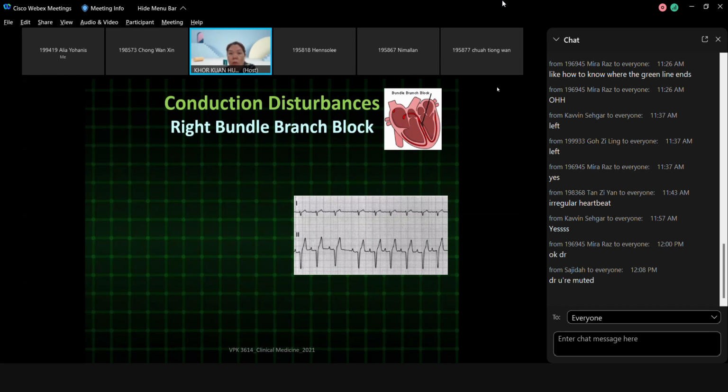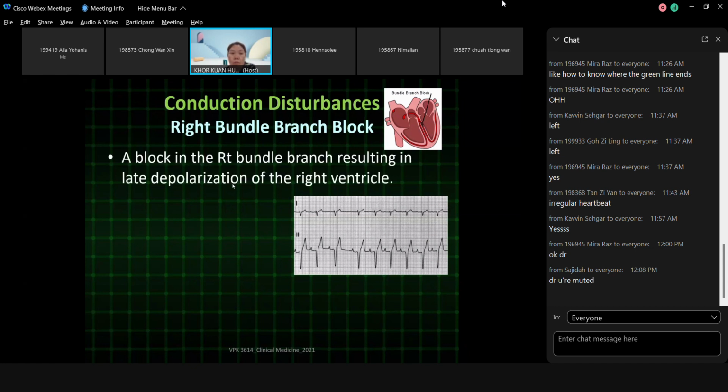Right bundle branch block. Let me move this away. Right bundle branch block, AV, SA, AV. Okay, then it's block on this side. Right bundle branch block: a block in the right bundle branch resulting in late depolarization of the right ventricle.